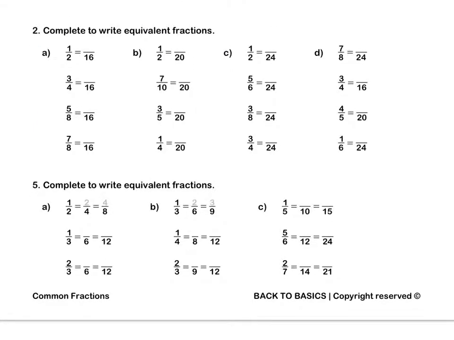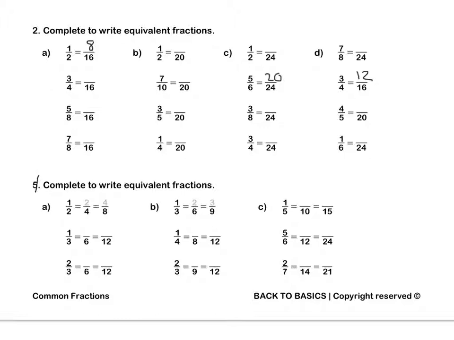Question 2. Complete to write equivalent fractions. First question, I times by 8, so I times by 8. A half is equal to 8/16. Let's look at this question here. 6 to 24, I times by 4. 5 times 4 is 20. Finally, 3/4 to get to 16ths, I times by 4. 3 times 4 is 12. Pause this video to complete question 2.